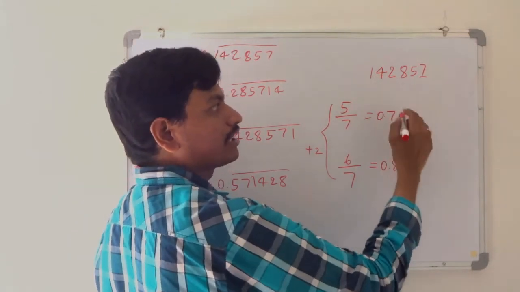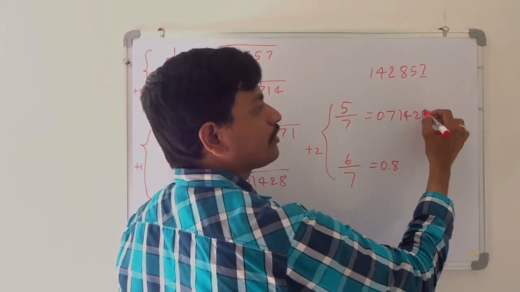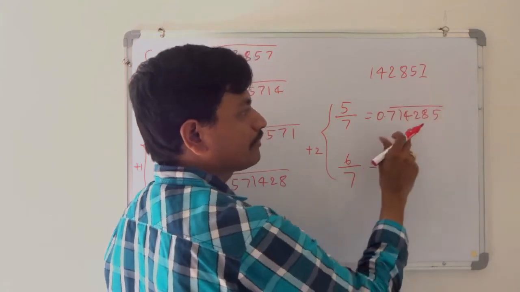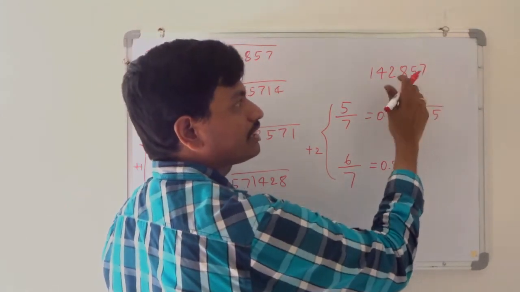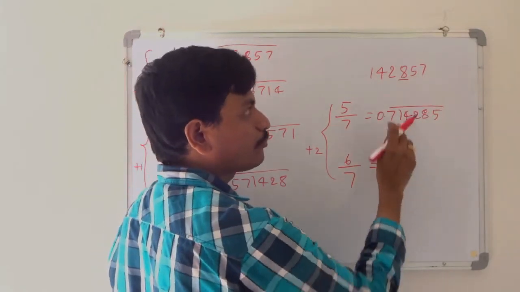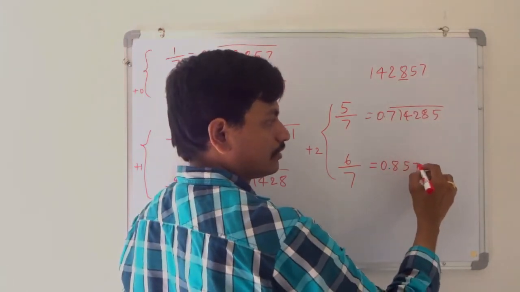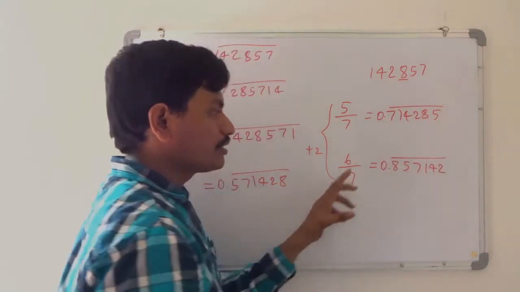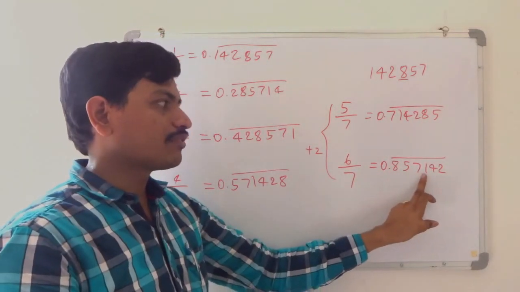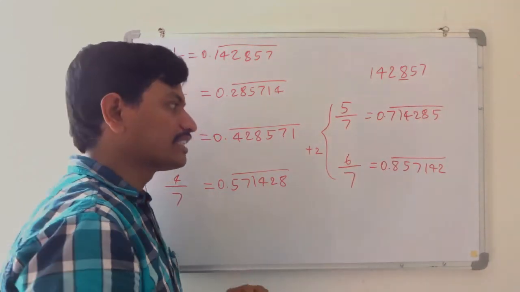0.7 and come back, 142857, 142857, it goes on. And start with 8. Where is 8? Here. Start with 8. 0.857142 bar. So that is 6 by 7, 0.857142857142, like this we do.